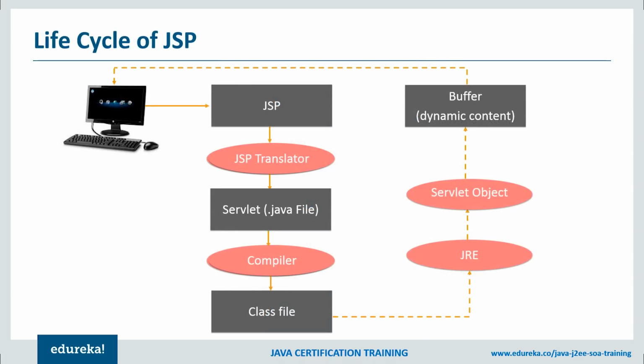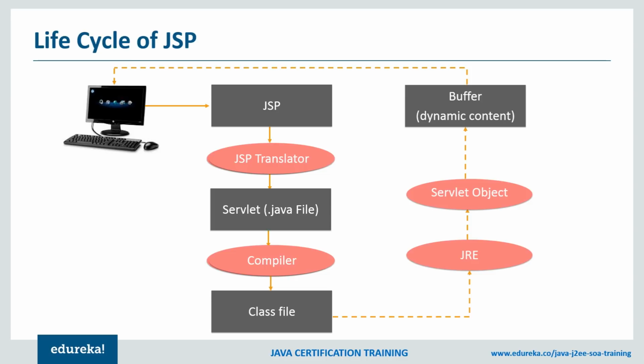JSP pages involve the following phases, that is translation of JSP page, compilation, class loading, instantiation, initialization, request processing, and destroy. As depicted in the above diagram, the JSP page is translated into servlet by the help of the JSP translator. And the JSP translator is a part of the web server which is responsible for translating the JSP page into servlet.